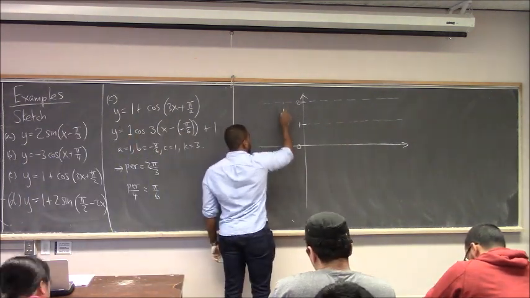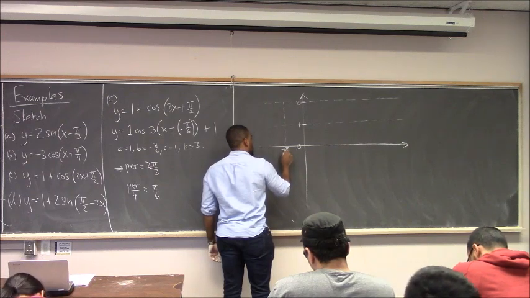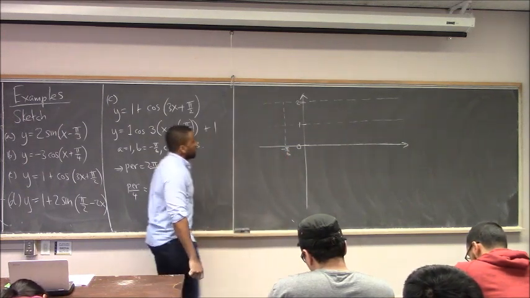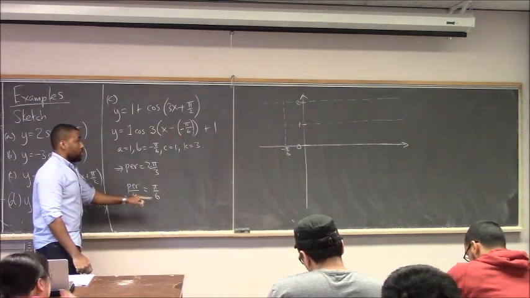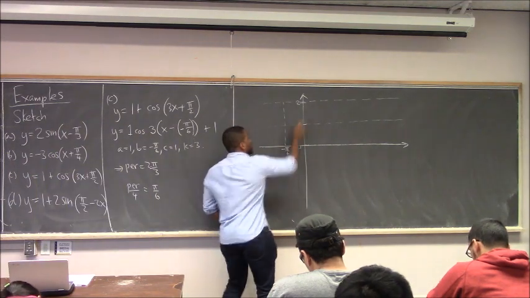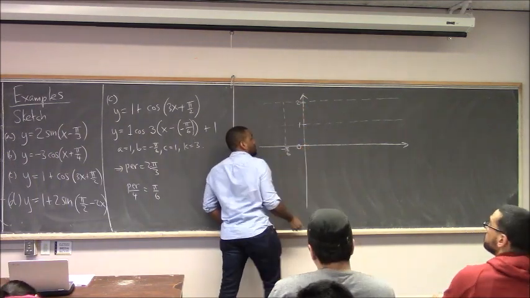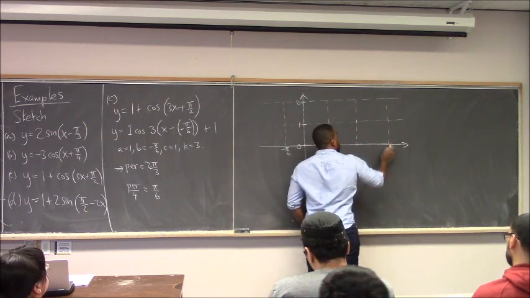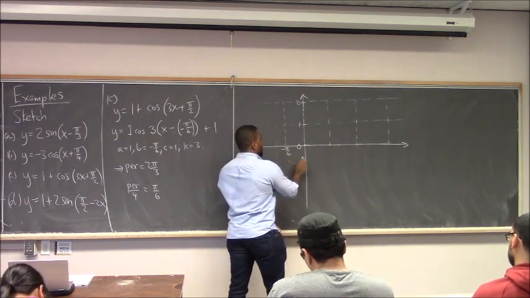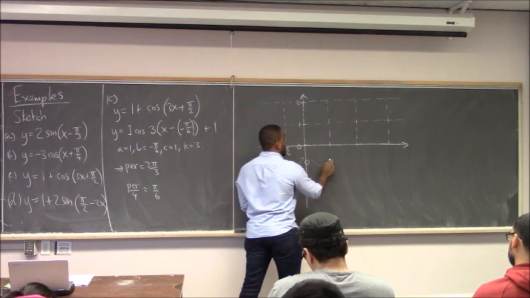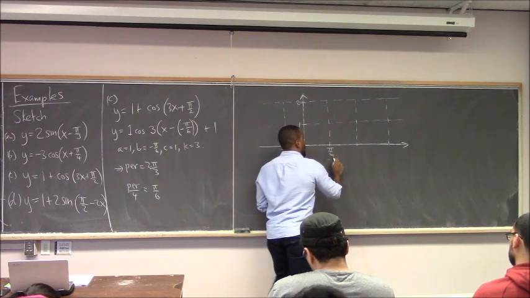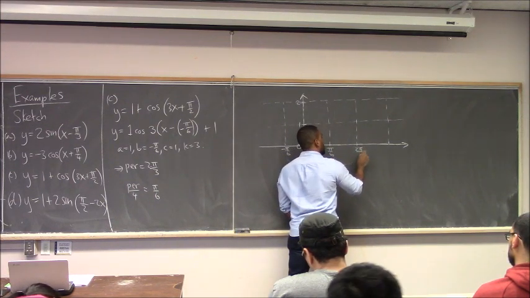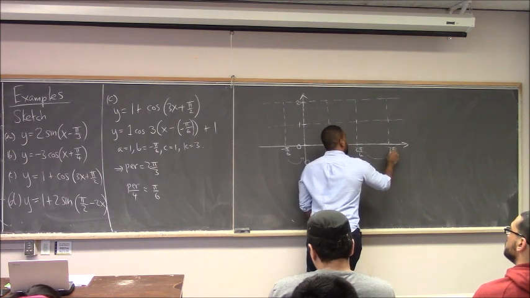Pick a random point over here, call it minus pi over 6. Period over 4 is also pi over 6, so the first dissection will happen right on the y-axis. 2, 3, 4. Each time I'm going to add pi over 6, that gives me 0. Add pi over 6, this is pi over 6. Add pi over 6, this is 2 pi over 6. Add pi over 6, this is 3 pi over 6.